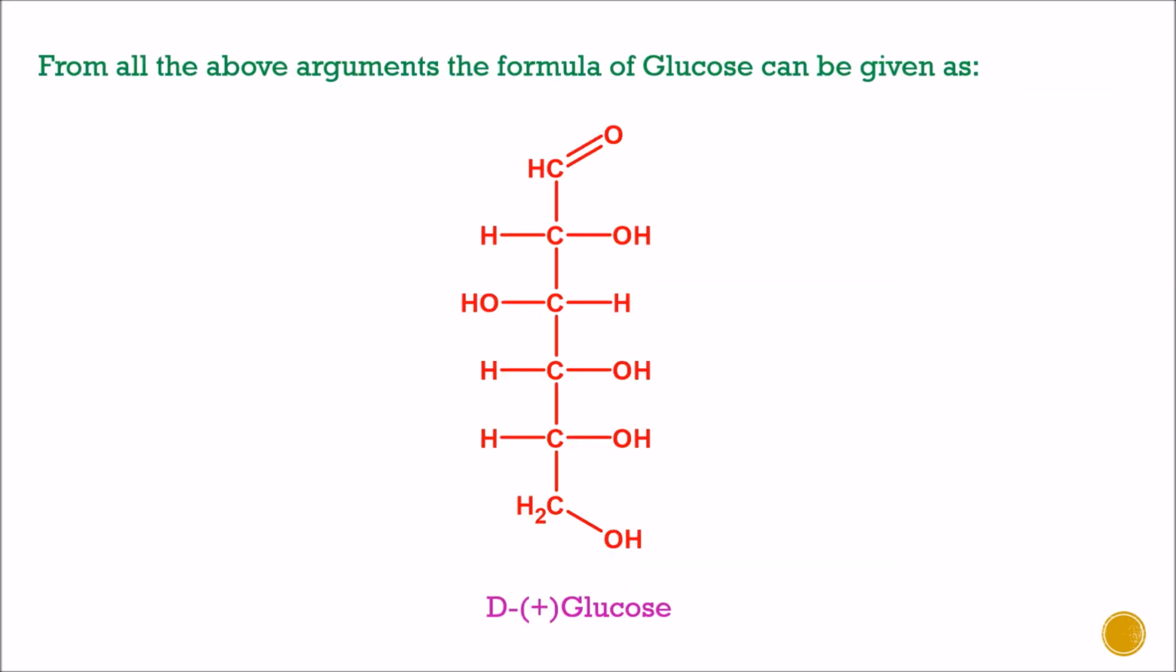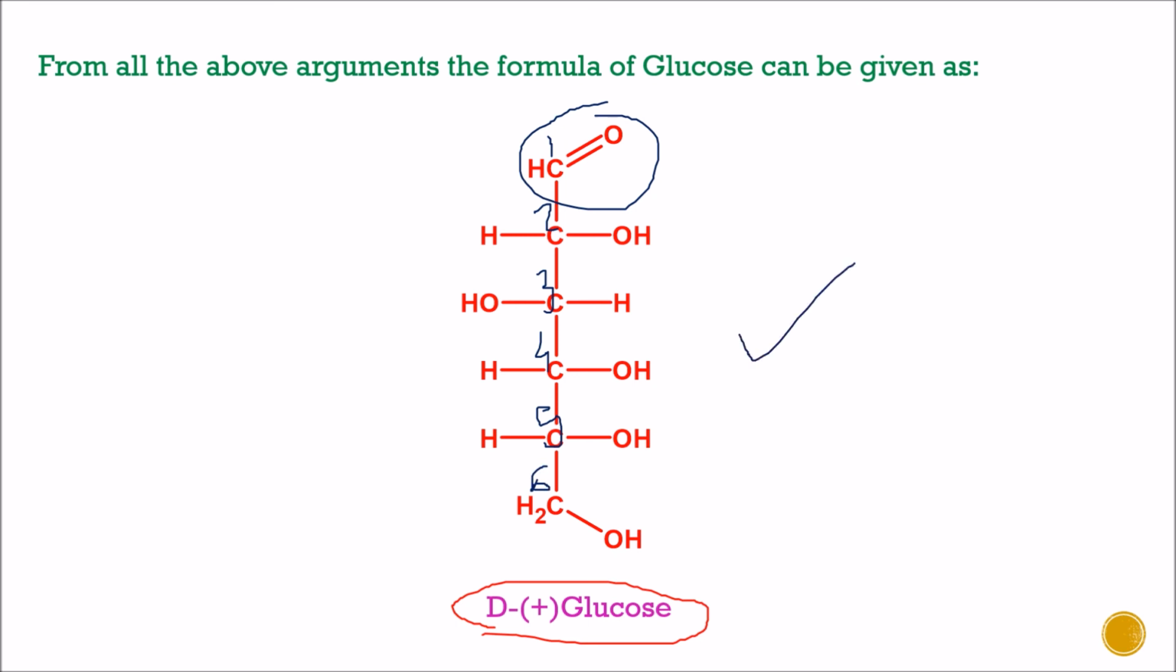So from all the above arguments, the formula of glucose can be given as seen on the screen. It has 6 carbon chain. First carbon is aldehydic carbon. Carbon numbers can be given from this functional group containing carbon. So carbon number 1, carbon number 2, carbon number 3, carbon number 4, carbon number 5 and carbon number 6. So here is the structure of glucose, which is proved by the reactions.